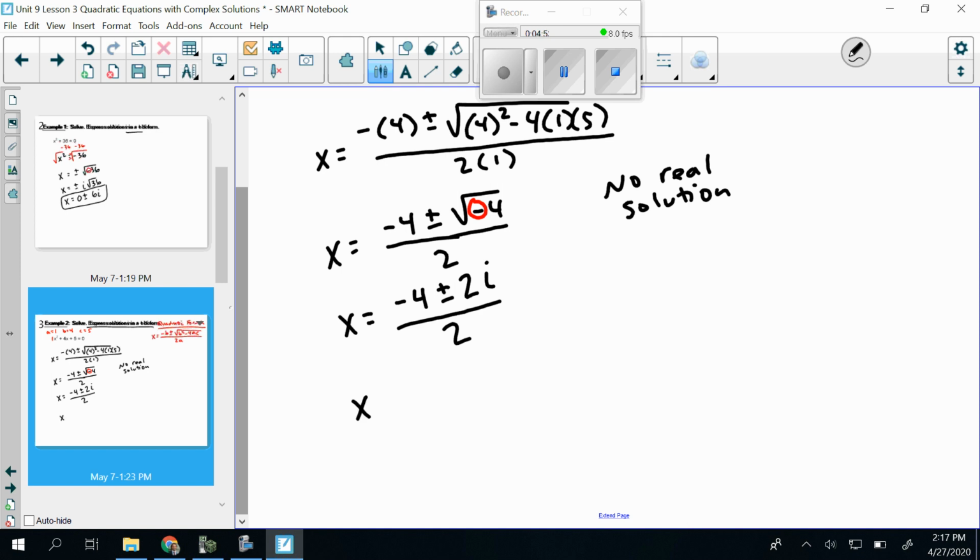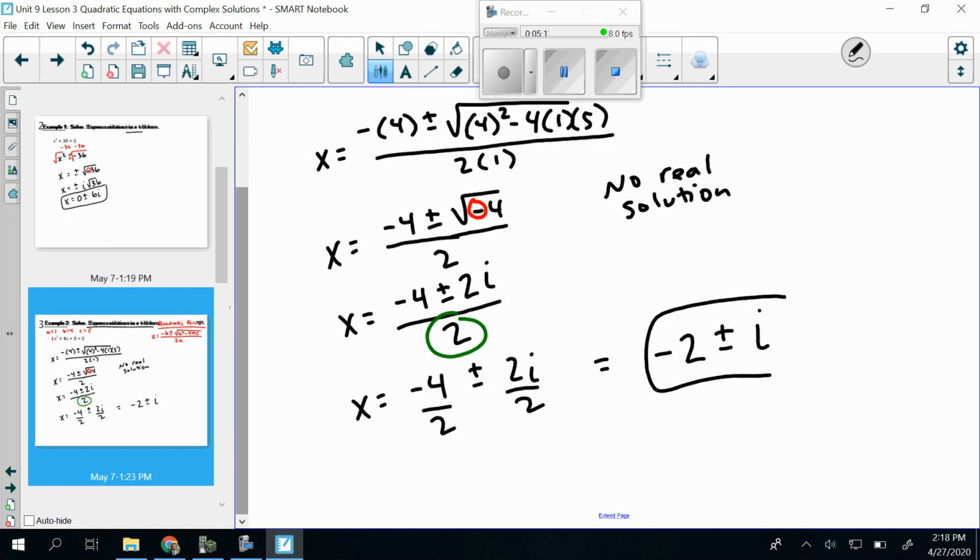When we write that out, though, we want to separate the real and the imaginary part. So since this is all over 2, we want to write both that real part and that imaginary part both over 2, because that's our common denominator right here. Okay, so now just simplify both of those and you have the answer. So the answer, negative 4 divided by 2 is negative 2, plus or minus 2 divided by 2 is 1.